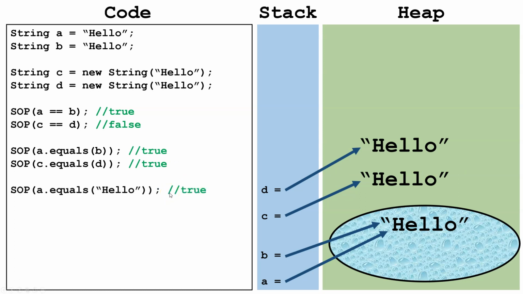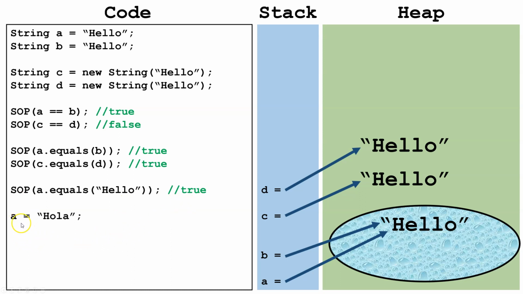Let's look at another way to use the .equals method in the string class. Here we say A.equals the string literal hello. A is pointing at a string that says hello, which is equal to the string literal hello, so this will return and then print out the value true.